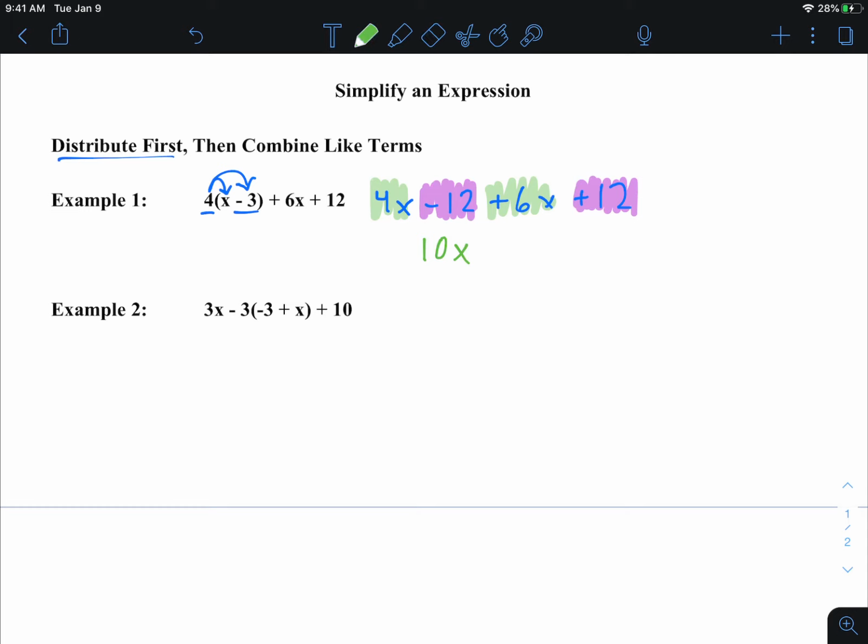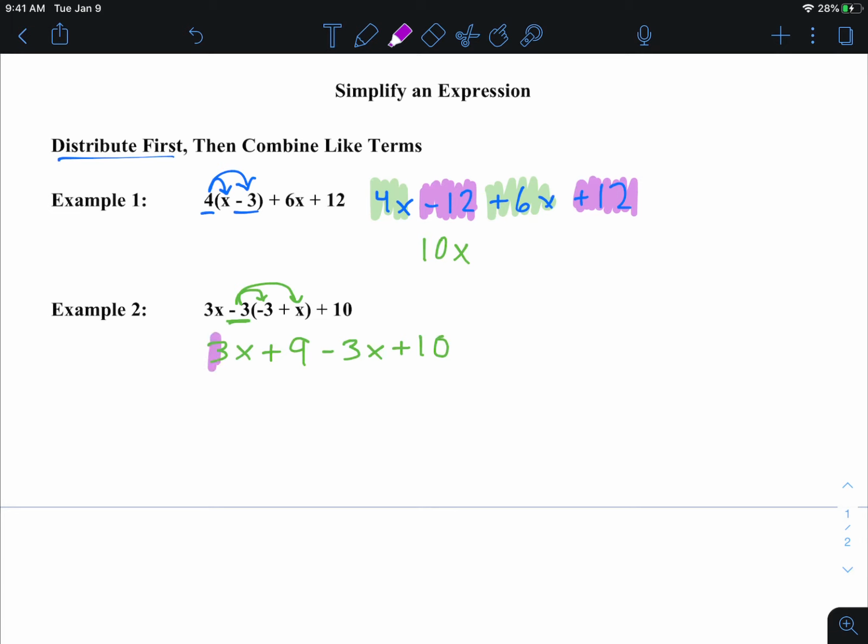All right, let's look at example 2. So I see this negative sign with the 3 in front of the parentheses, so I need to distribute a negative 3 to everything. So I'll get 3x, negative 3 times negative 3 is a positive 9, negative 3 times x is a negative 3x plus 10.